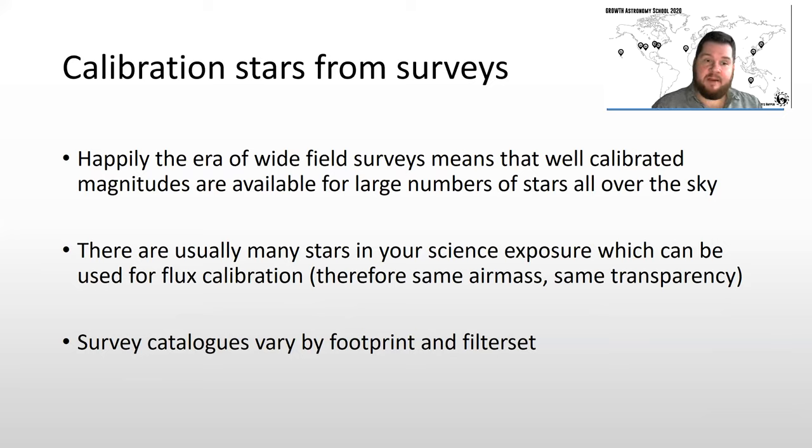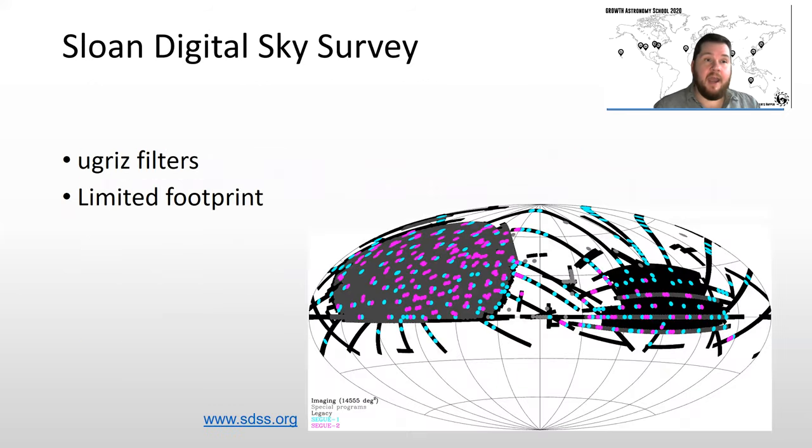Now, there are many surveys available. They vary by footprint and filter set. I'm just going to talk about one or two to give you a flavor, but there are more than these. The Sloan Digital Sky Survey is a popular one because, of course, this uses the Sloan filter set, which so many other telescopes use these days. So here it is. It uses the ugriz Sloan filters, obviously. It has a rather limited footprint. The shaded regions of the sky here, the bits colored in black, are the regions of the sky that have been observed by Sloan. So if your science target is in one of these regions, happy days, there's likely going to be a number of stars in your science image that are also in the Sloan survey. If it's in one of these white regions, you're out of luck and you have to use a different survey for your calibration.